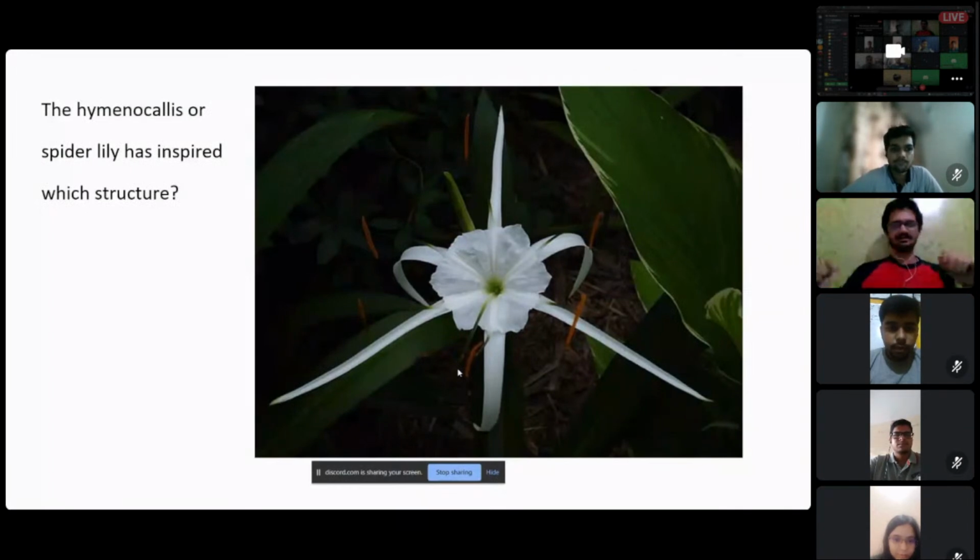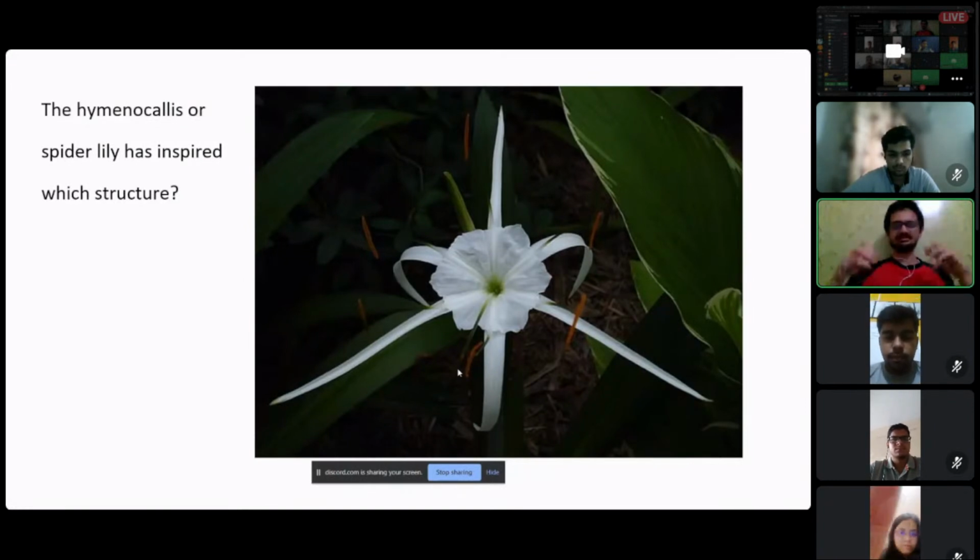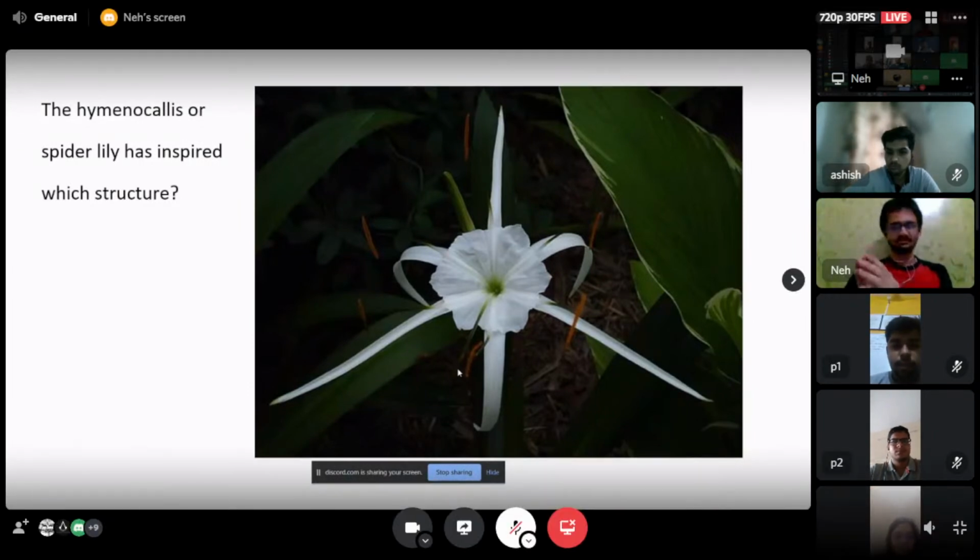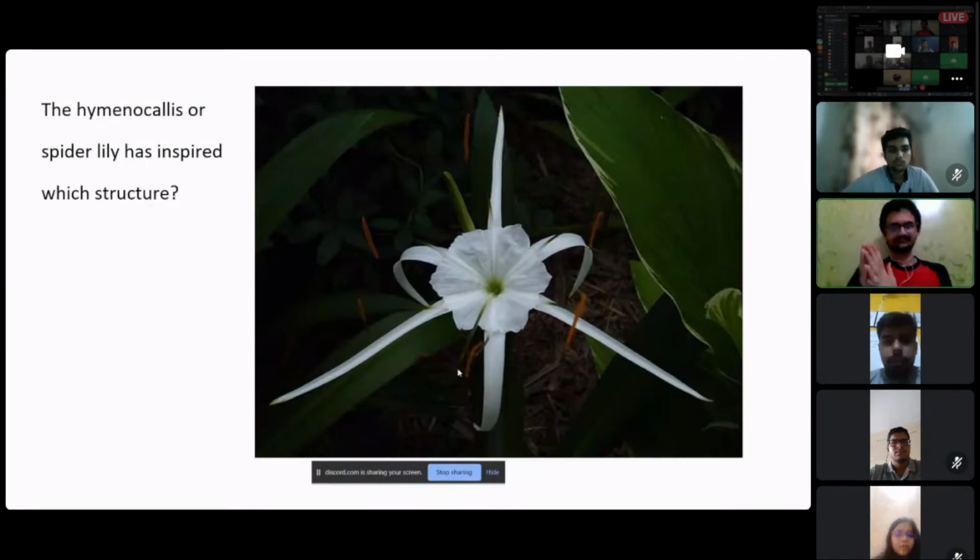So this flower, also known as spider lily or Hymenocallis, has inspired a certain very famous structure in the world, very very famous, I must say. This will be the question that will be visible. Is it visible to all? Yes, it's visible. Now please, teams, speak a little louder. To pounce, you should write pounce and your team name in the general channel. Pounce P1.